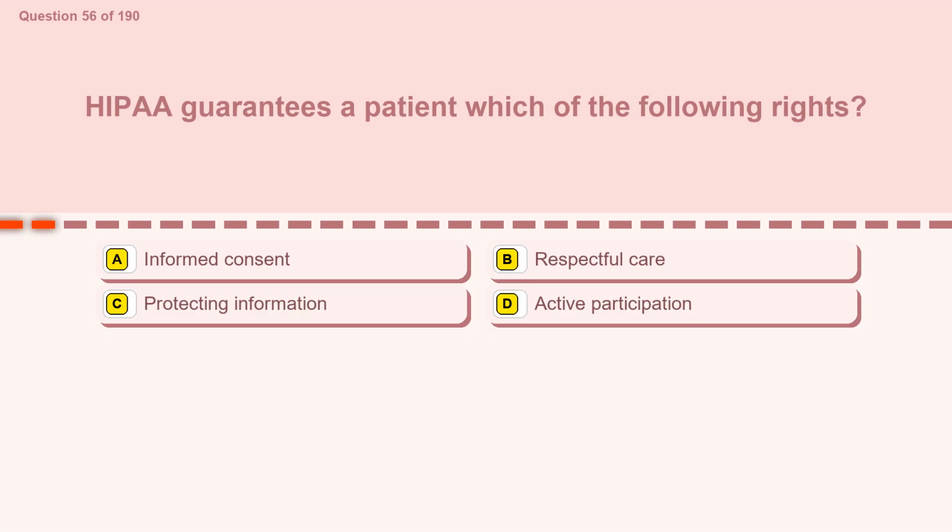Question 56. HIPAA guarantees a patient which of the following rights? Option A, informed consent. Option B, respectful care. Option C, protecting information. Option D, active participation.